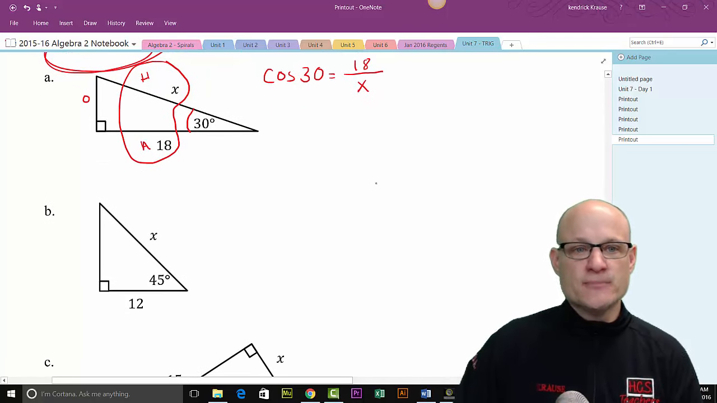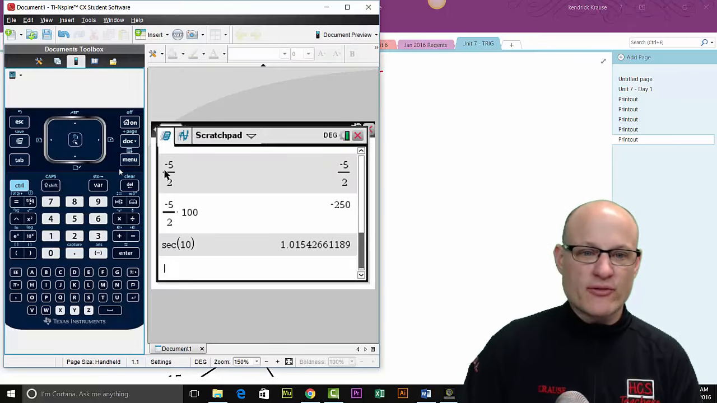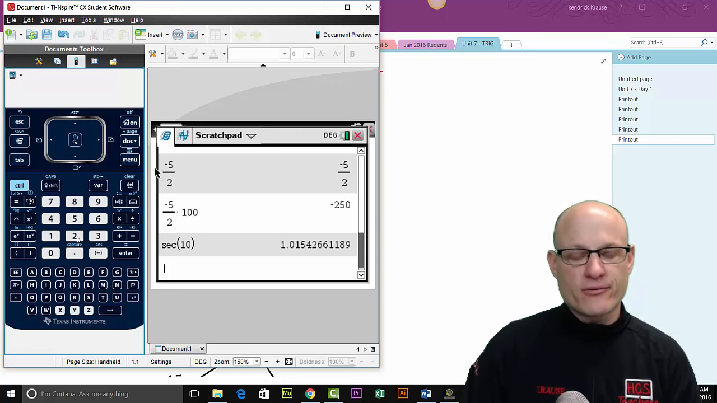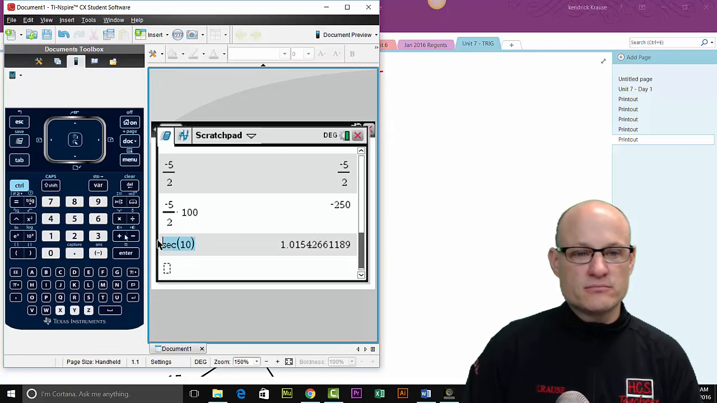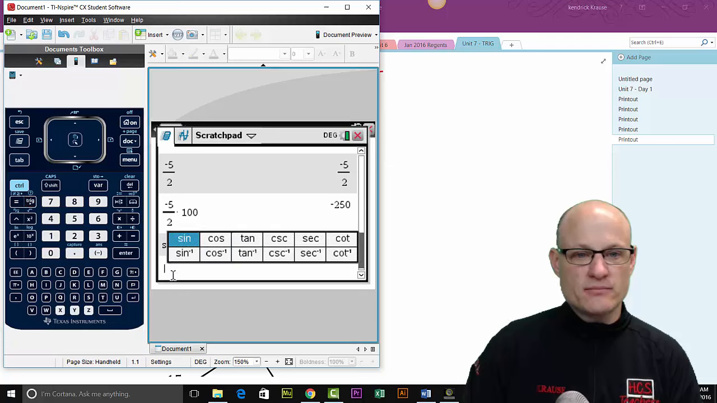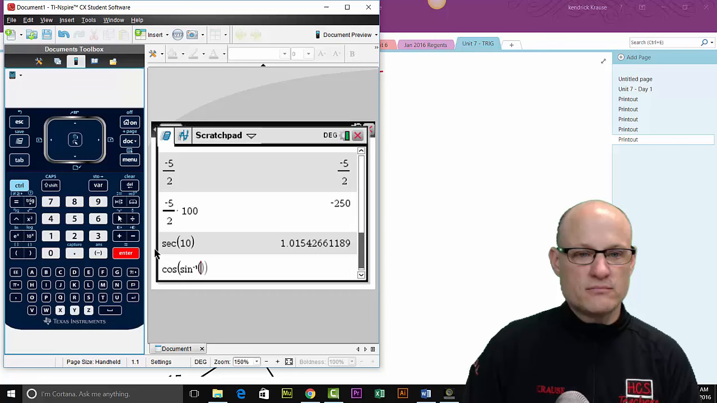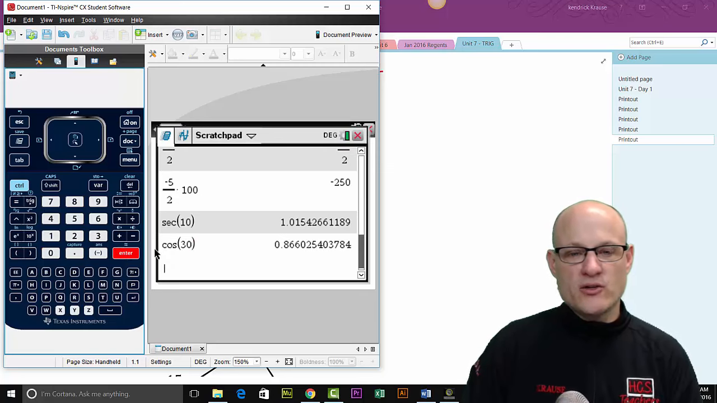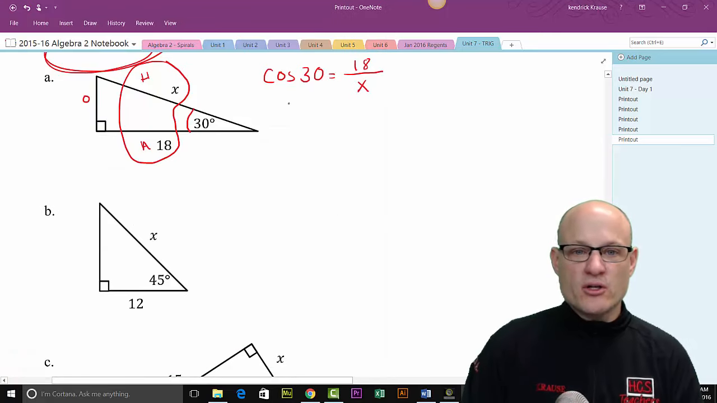Now, again, kids, if you don't remember what the cosine of 30 degrees is, you're like, okay, is that a half or is it square root of 3 over 2? You could check in your calculator. Cosine of 30 is, oh, that's not a half. So that's got to be the square root of 3 divided by 2. Oh, yeah. Okay, so square root of 3 divided by 2 is equal to 18 over x.